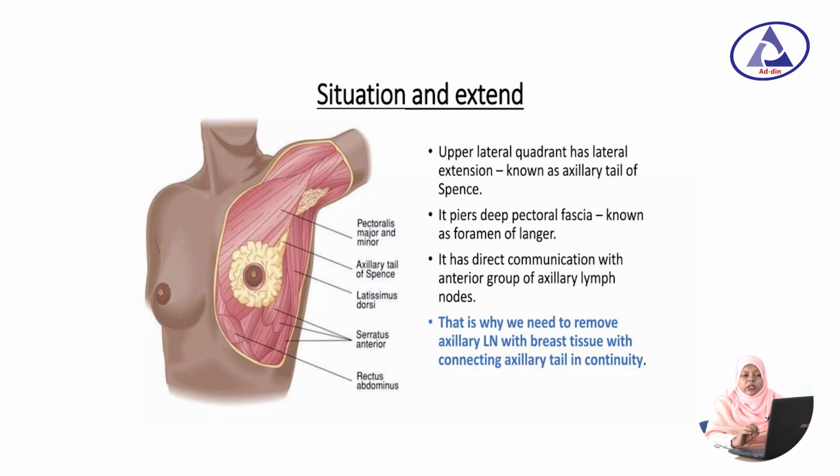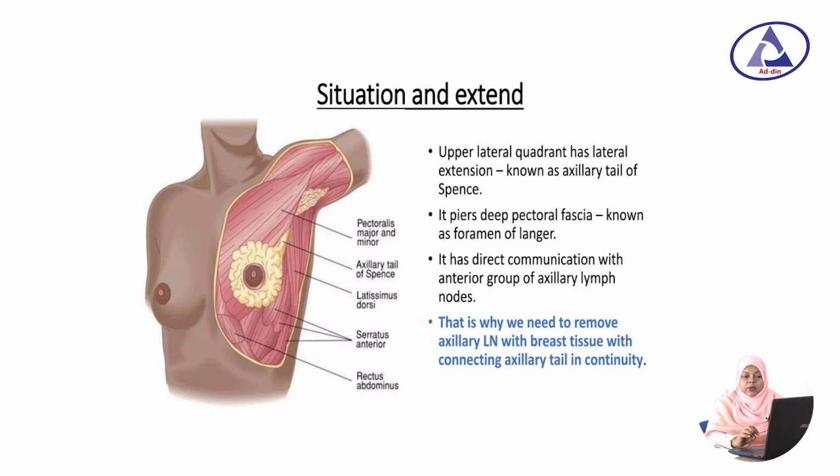Let me say it again. If we divide the breast into 4 quadrants, they are upper medial, upper lateral, lower medial and lower lateral. The upper lateral quadrant has some extension to the corresponding axilla, that is called the axillary tail of Spence. It pierces the deep pectoral fascia through an opening known as the foramen of Langer.